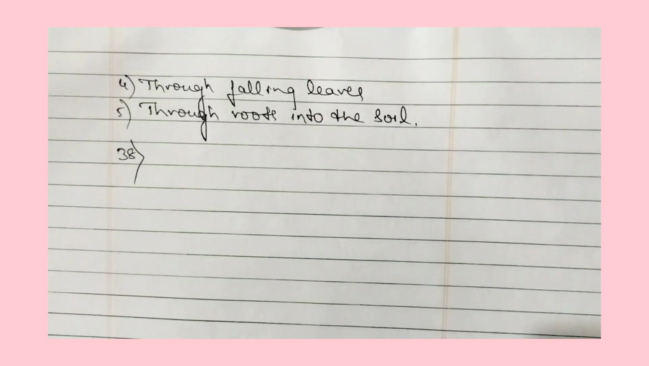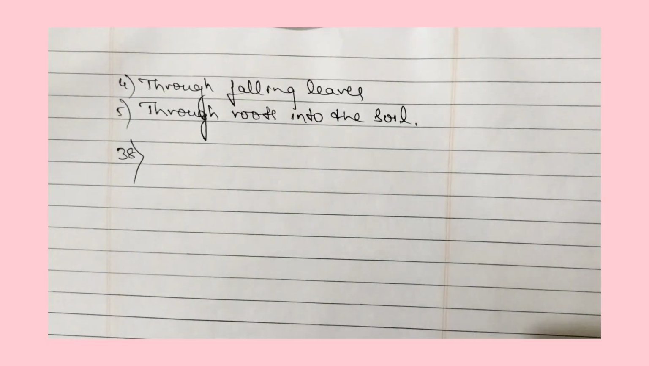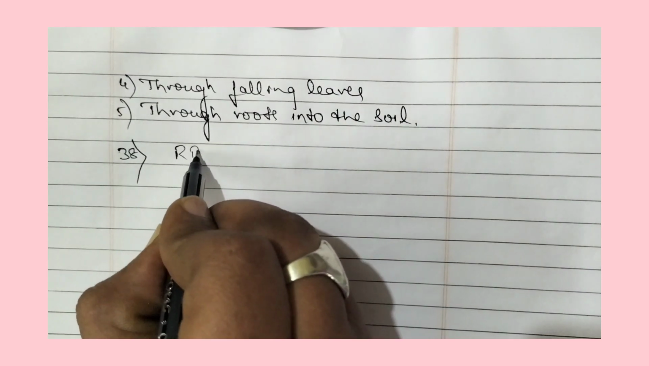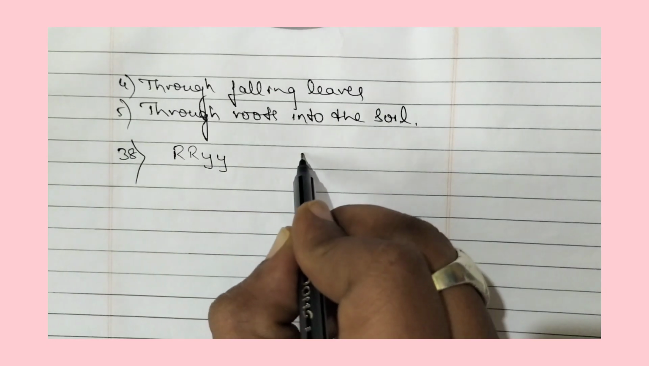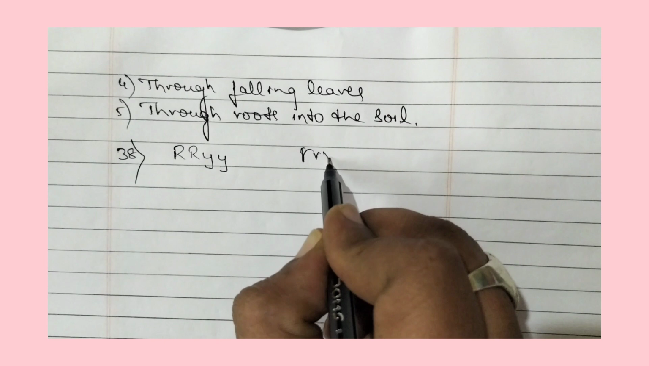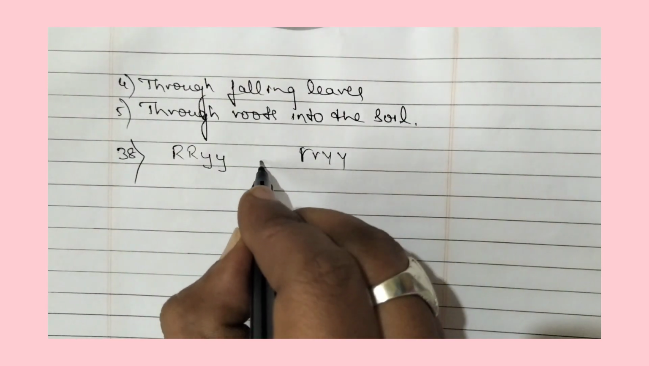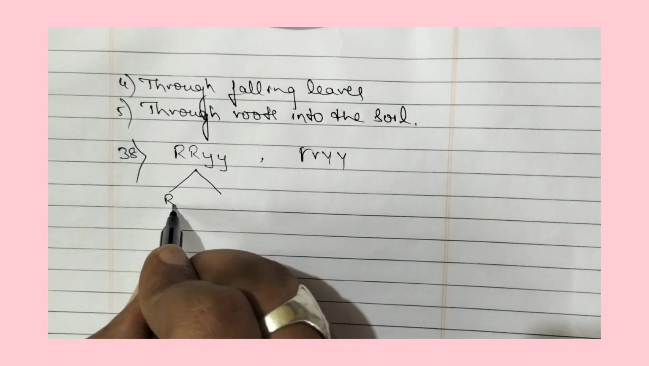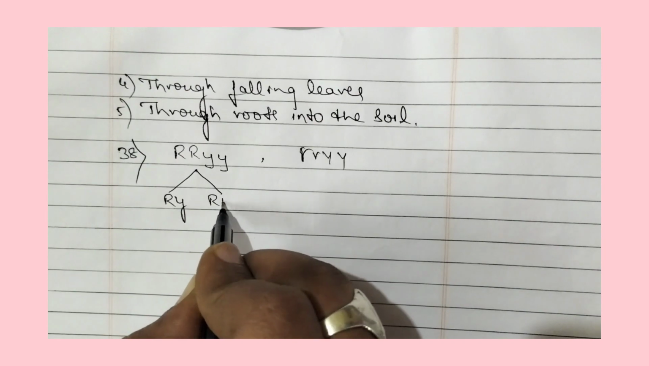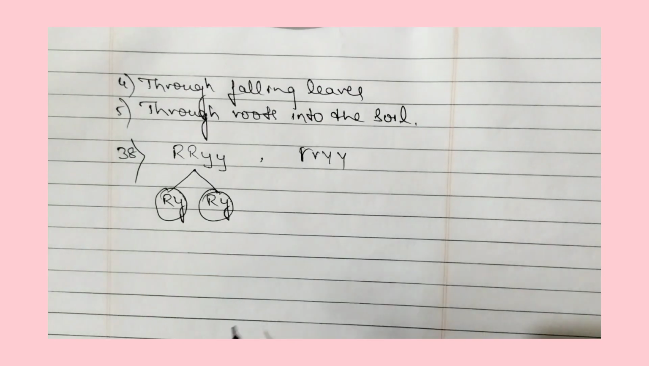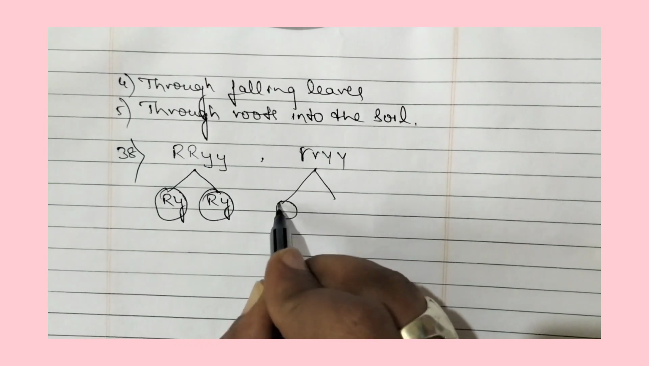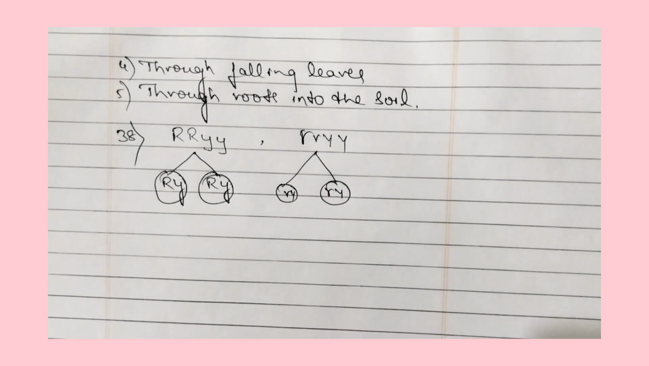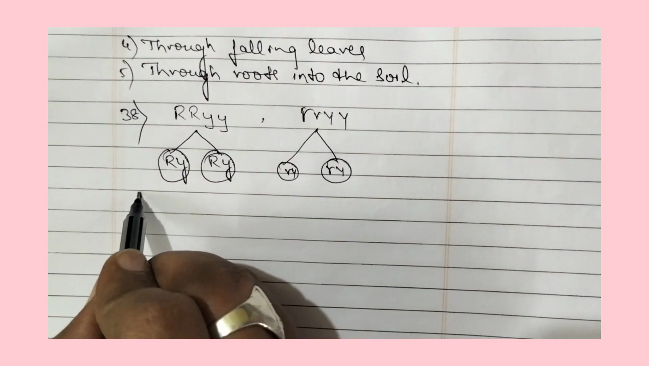So let us write the checkerboard for this one. First, let us see the cross. So round green, capital R, small y, and small r, capital Y. First let us see the gametes, what will come. Capital R, small y, then here small r, capital Y. Now let us move to F1.